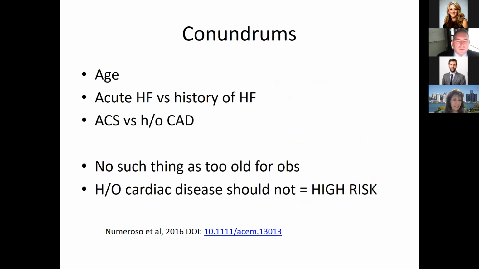There are conundrums if you look at the various specialty society decision rules and guidelines. Is there an age cutoff? What do you do? Heart failure is a risk marker, but are we talking acute heart failure or history of heart failure? Acute coronary syndrome events versus history of coronary artery disease. And what we've seen from some of the data that's been done out of Europe, one, there's no such thing as too old for obs. The elderly population does benefit from observation care just like the younger, and a history of cardiac disease does not automatically rule you in as high risk, thou shalt come into the hospital. And this data can be found from the work of Numeroso et al.